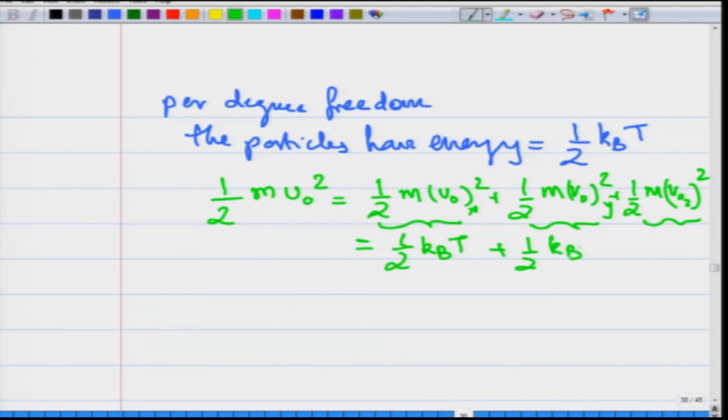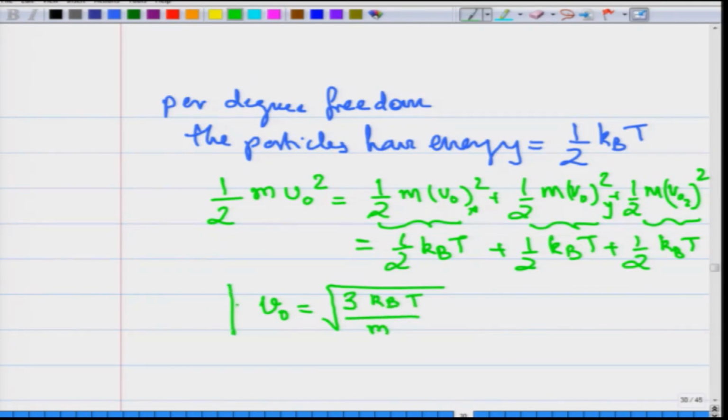Just like the kinetic theory of gases, for this electron gas also, V naught is equal to the square root of 3 kB T divided by m, where m is the mass of the electron, kB is the Maxwell-Boltzmann constant, and T is the temperature. T is the temperature at which the metal has been kept.